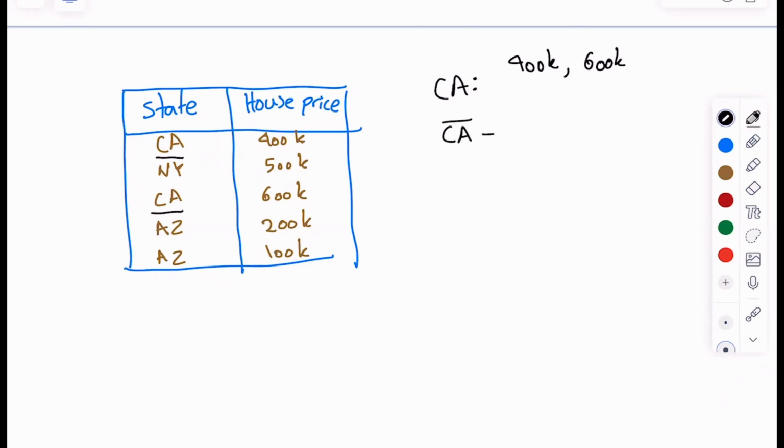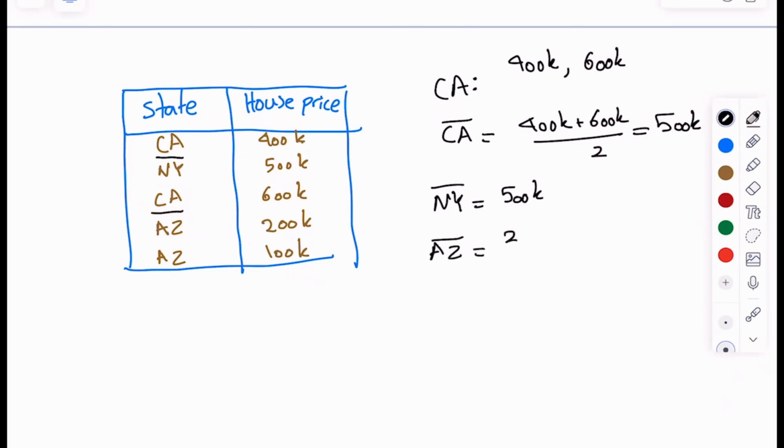So the California bar is going to be 400K plus 600K divided by 2, so it's going to be 500K. And then New York, there is only one, so New York is equal to 500K because it's only one. And Arizona, the average is 200K plus 100K divided by 2, which is equal to 150K.